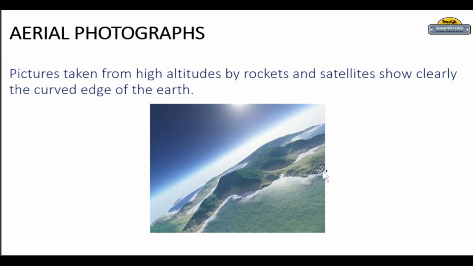In the last slide, we can see that aerial photographs are also proven evidence that Earth is spherical in shape. Aerial photographs basically means pictures that are taken from high altitudes by rockets and satellites, and they clearly show the curved edge of the Earth's surface. This curved edge of the Earth's surface is proof that Earth is spherical in shape. So aerial photographs are also evidence for the spherical shape of the Earth.